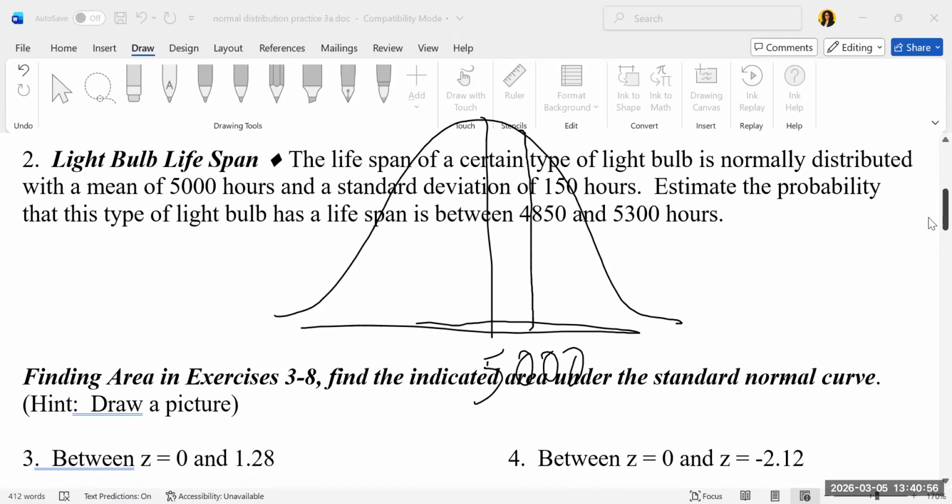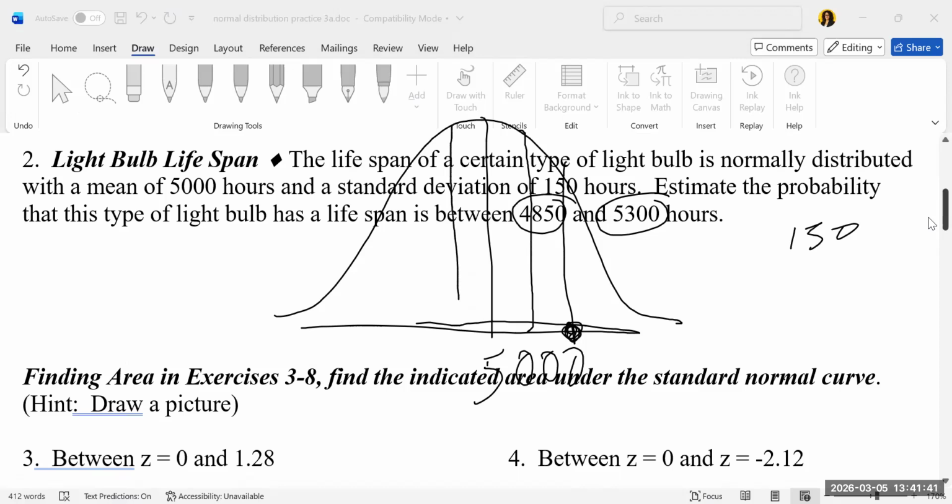Estimate the probability that this type of light bulb has a lifespan of between 4,850 and 5,300. 5,300 is an extra 300; 150 times 2 is 300. So 2 standard deviations above the mean is 5,300. All right. 4,850 is actually 1 standard deviation below the mean.